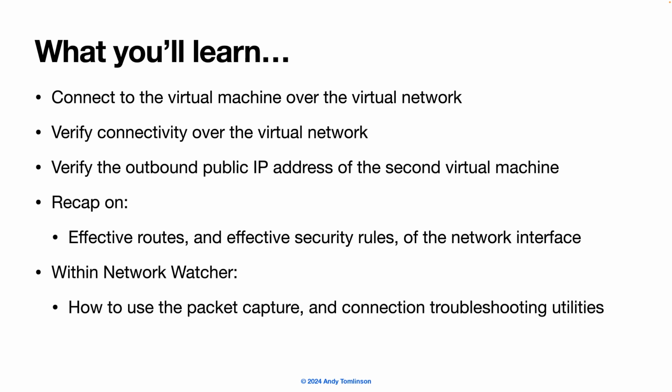We'll then connect to the virtual machine over the virtual network. We'll verify connectivity over the virtual network. We'll verify the outbound public IP address of the second virtual machine. And then we'll recap on the effective routes and effective security rules of the network interface. We'll then go into Network Watcher, where we'll learn how to use the packet capture and connection troubleshooting utilities.